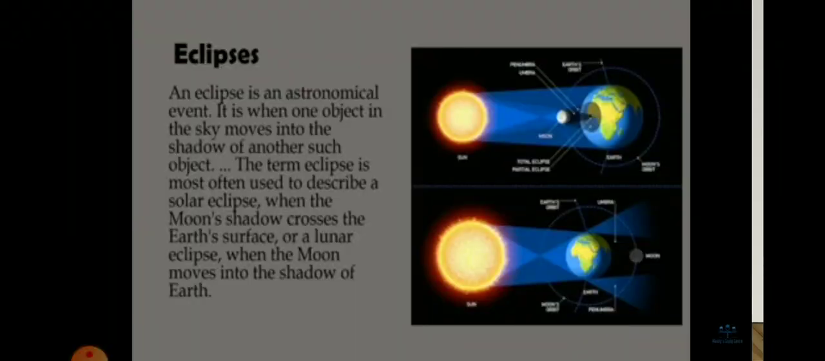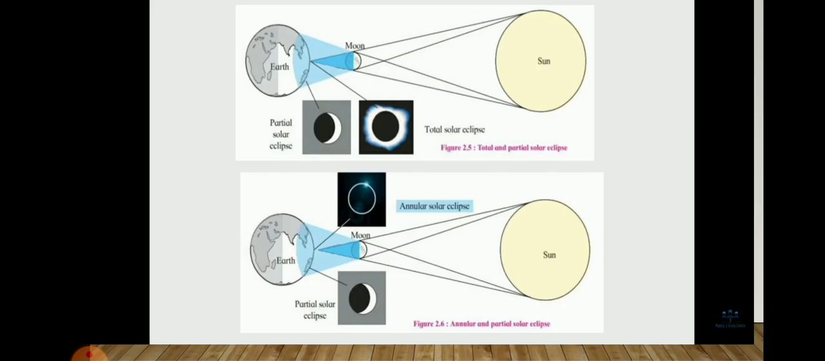An eclipse is an astronomical event. It is when one object in the sky moves into the shadow of another such object. The term eclipse is most often used to describe a solar eclipse, when the moon's shadow crosses the Earth's surface, or a lunar eclipse, when the moon moves into the shadow of the Earth. Now they have shown your diagrams.